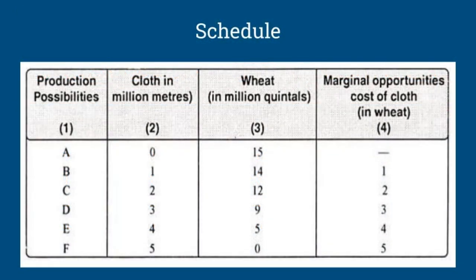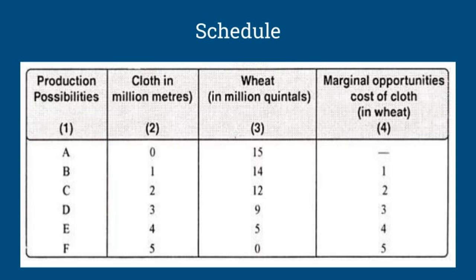So this is the production possibility schedule, means it is a tabular representation in which various production possibilities are shown. The two goods produced here are cloth calculated in million meters and wheat calculated in million quintals. So here are various production possibilities named as A, B, C, D, E and F.